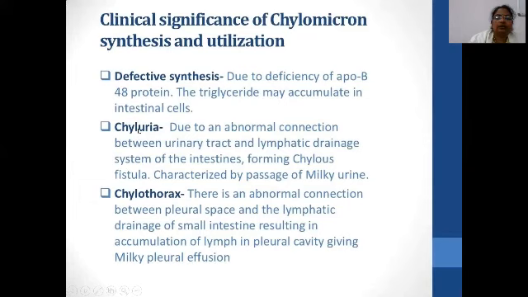Because of chyluria, you come to diagnose this chylous fistula. Then chylothorax. There is an abnormal connection between the pleural space and the lymphatic drainage of the small intestine, resulting in the accumulation of lymph in the pleural cavity, giving milky pleural effusion. So chylothorax, you can diagnose it as milky pleural effusion. It gives an idea for you.